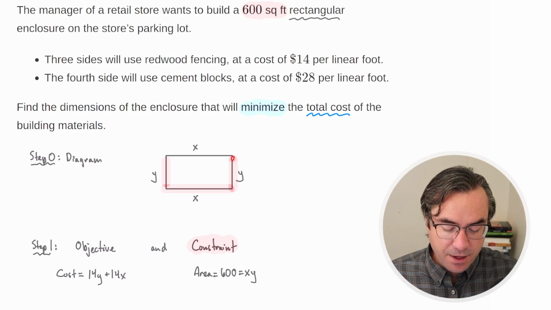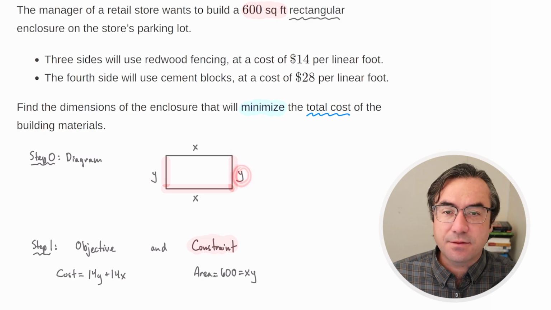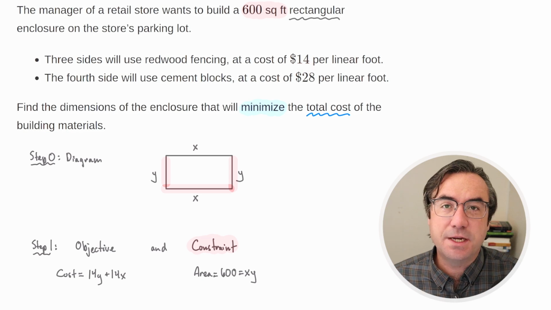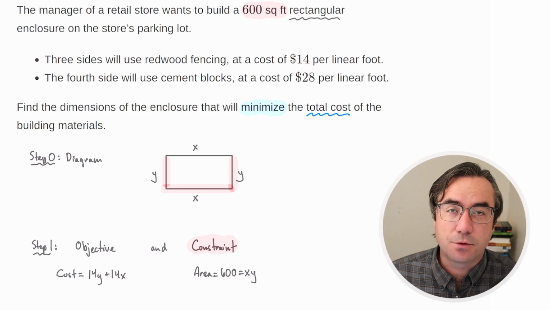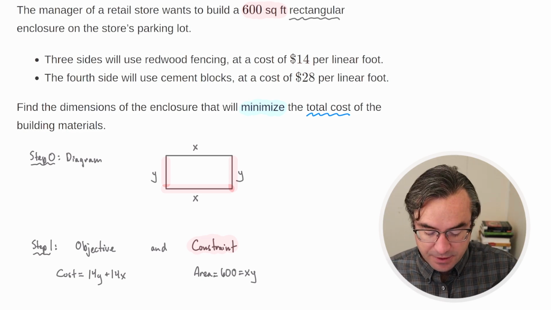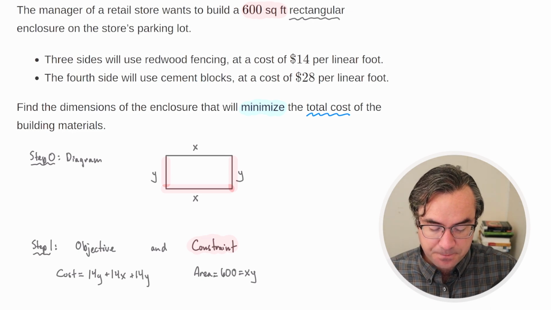And then same thing for the other side. Y is the length. And we know it costs $14 per unit of length there, per linear foot. So the cost of building that side is going to be 14y.